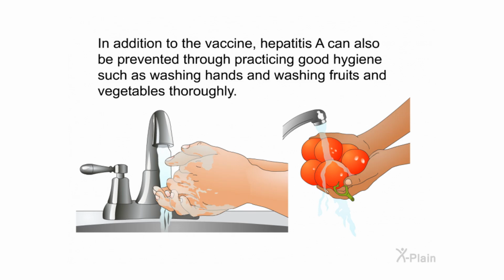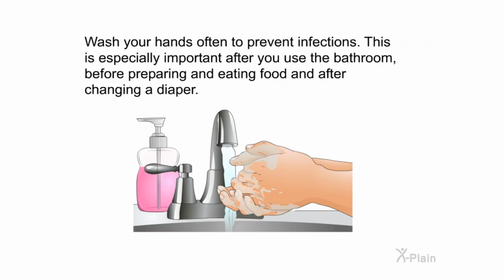Prevention. In addition to the vaccine, hepatitis A can also be prevented through practicing good hygiene, such as washing hands and washing fruits and vegetables thoroughly. Wash your hands often to prevent infections. This is especially important after you use the bathroom, before preparing and eating food, and after changing a diaper.